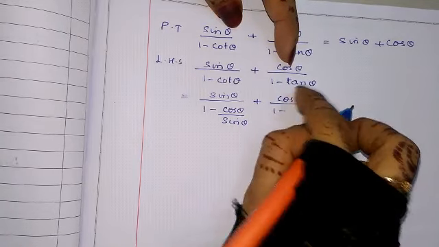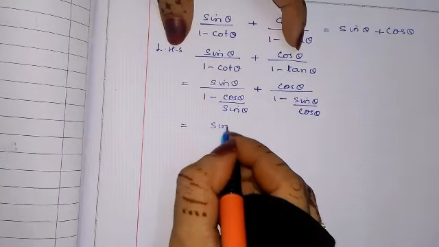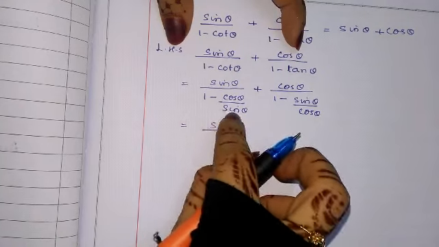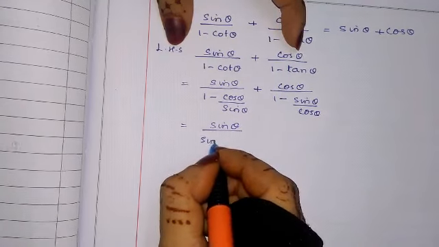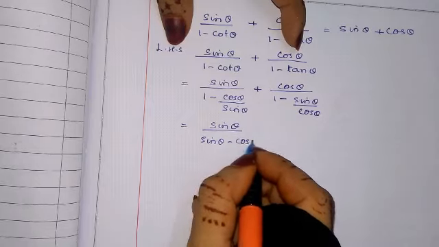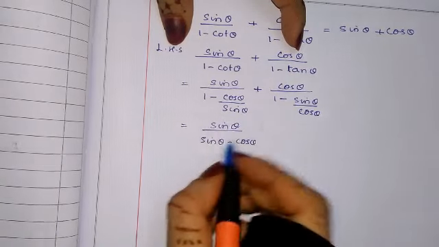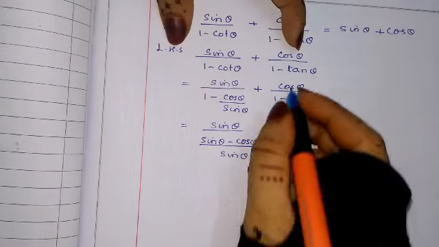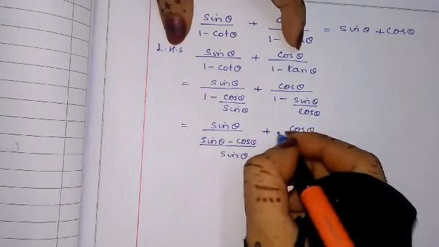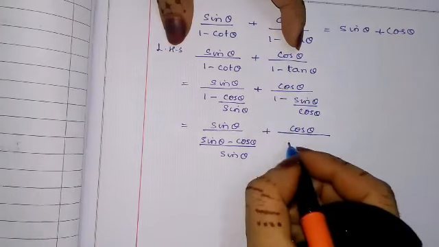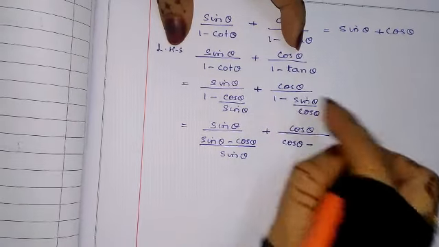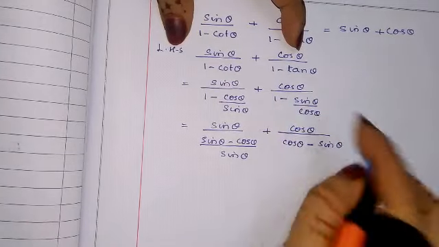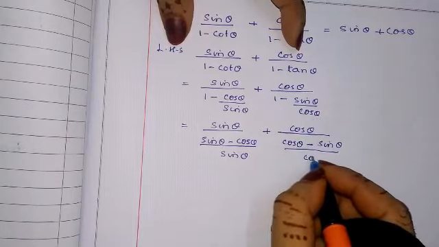Okay. Now in the next step, sin theta in the numerator we should keep as it is. Now let us cross multiply here. Sin theta into 1 is sin theta minus cos theta. We have multiplied this into this, so the whole upon sin theta now. Plus numerator cos theta as it is upon cos theta into 1 is cos theta minus sin theta as it is. Now we have cross multiplied, so the whole upon cos theta.